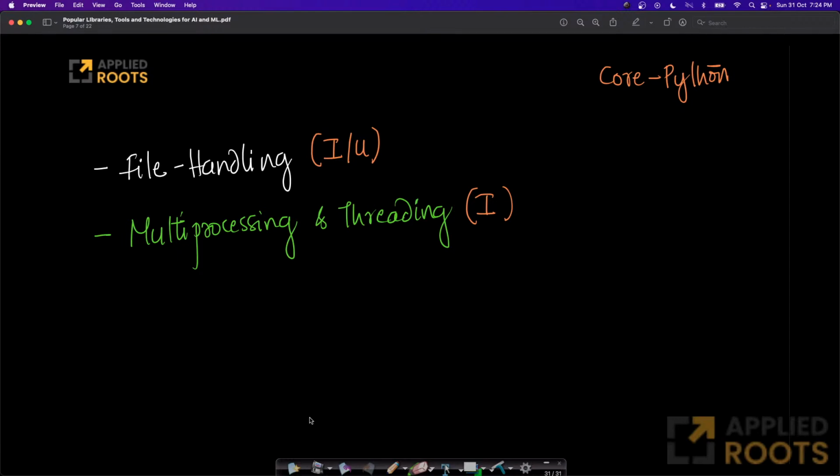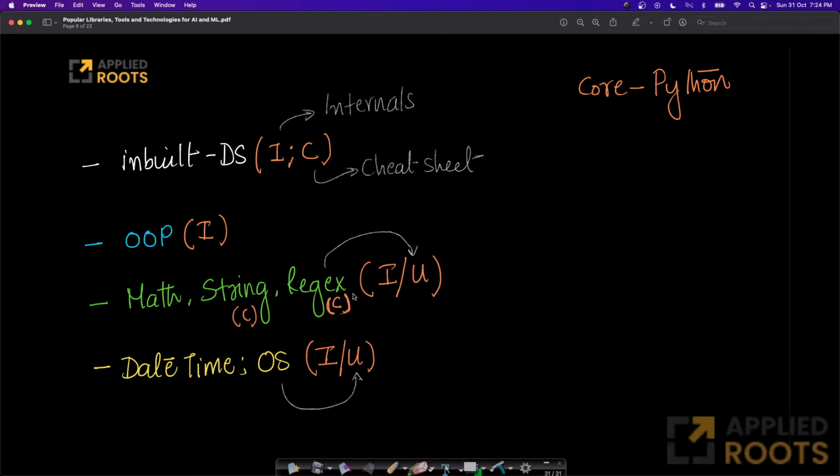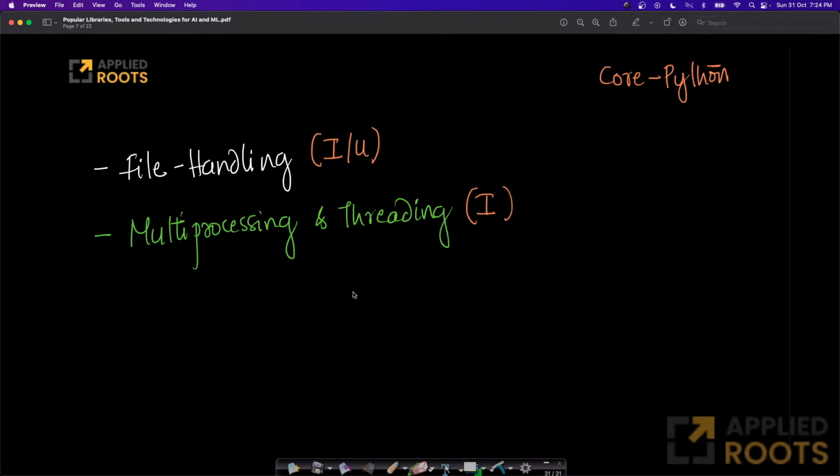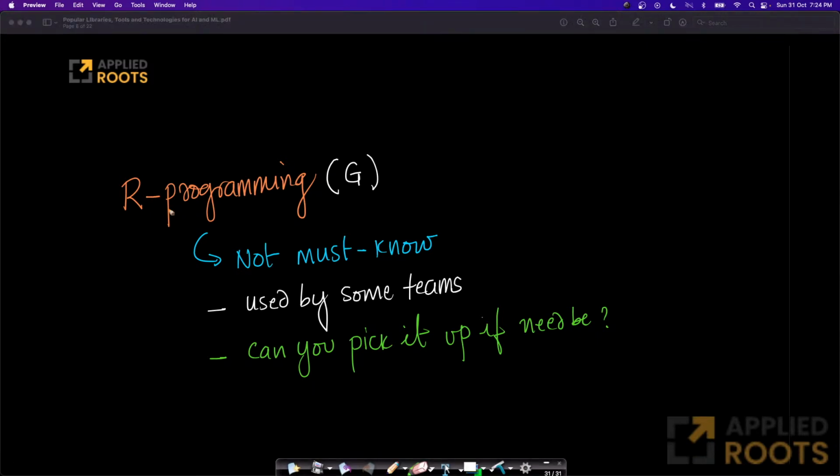Cool. So these are some of the most important things with core Python. Again, this list is not exhaustive, but these are the most widely used that we use day in and day out as far as data science and machine learning is concerned. Next is R programming. As I was just mentioning a while ago, this has a label G, which means it's good to know, right? If you know this, good. Again, knowing more never hurts, but it's not a must know, right?